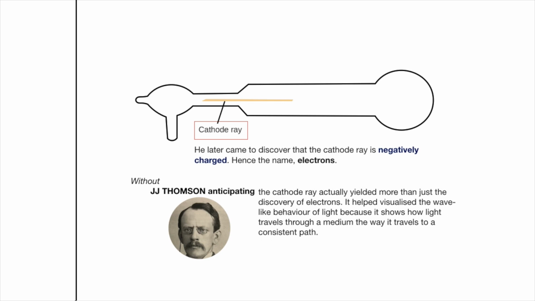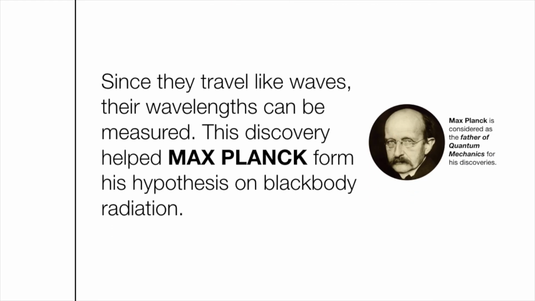Without Thomson anticipating, the cathode ray actually yielded more than just the discovery of electrons. It helped visualize the wave-like behavior of light because it shows how light travels through a medium the way it travels along a consistent path. Since they travel like waves, their wavelengths can be measured. This discovery helped Max Planck form his hypothesis on blackbody radiation.